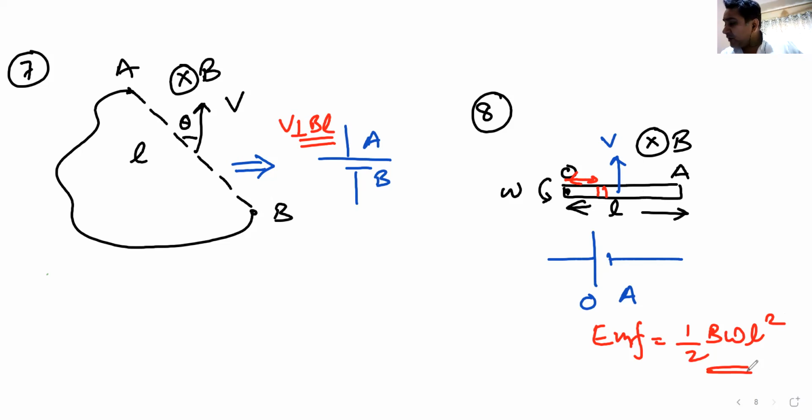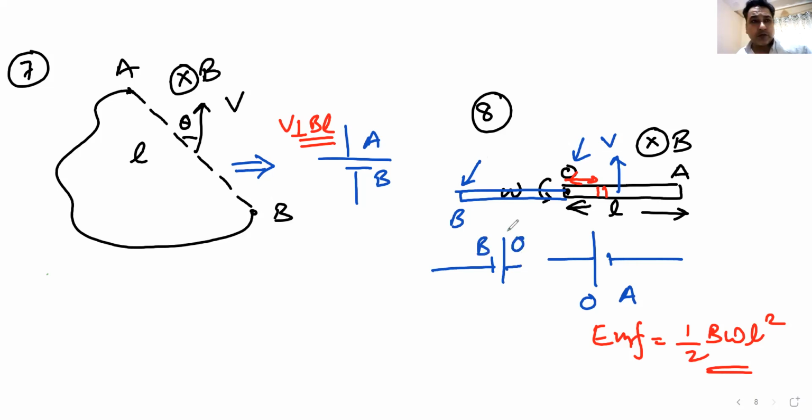Now, if this rod would have been in this position, then which is at a higher potential and which is at a lower potential? The rod comes this side. Does anything change? Which point is at a higher potential, O or B? O only, sir. In this case, the battery will be like this. This will be B, this will be O.